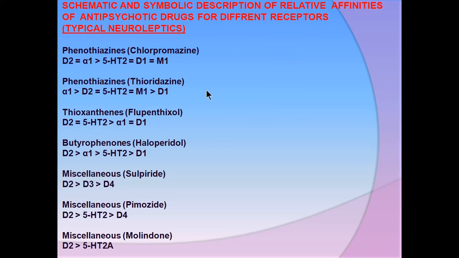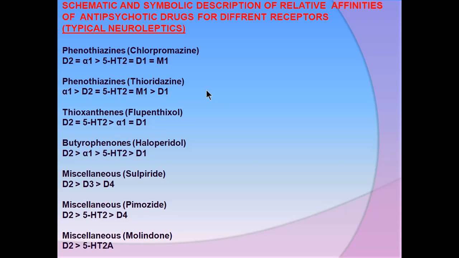Now coming to the next group, schematic and symbolic description of relative affinities of antipsychotic drugs for different receptors. First group being typical neuroleptics. First being phenothiazines, example being chlorpromazine, which have more affinity for D2 and alpha 1 receptors than affinities for 5-HT2, D1 and M1 receptors.